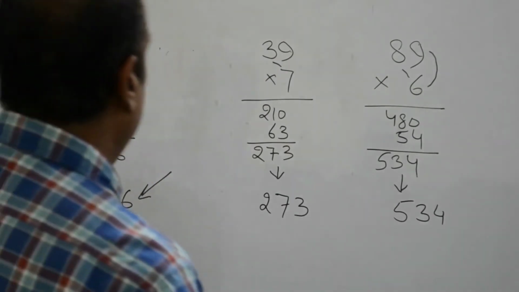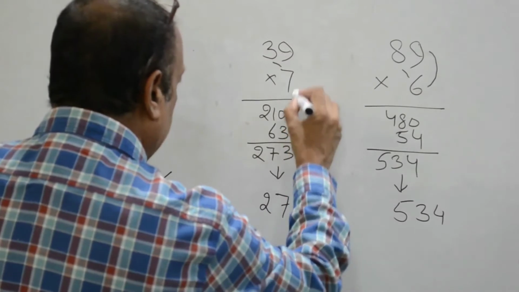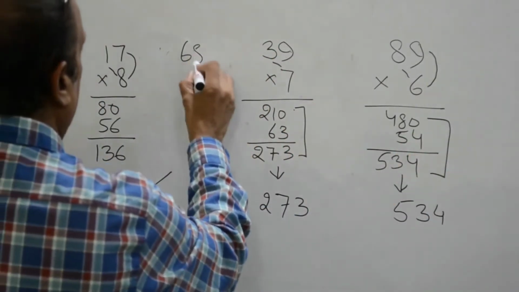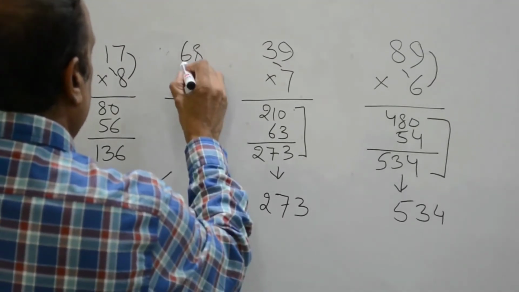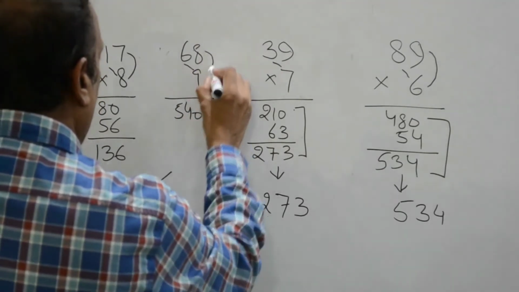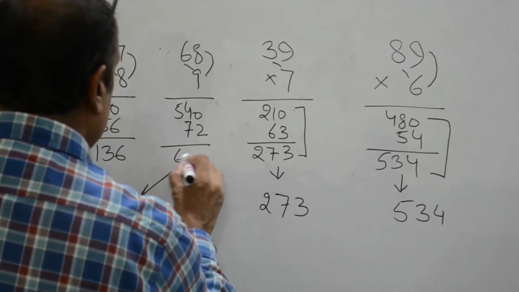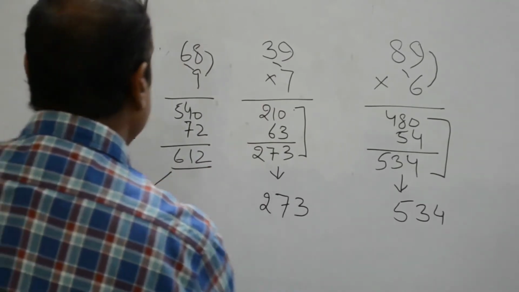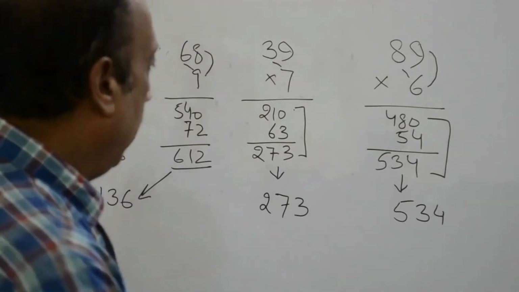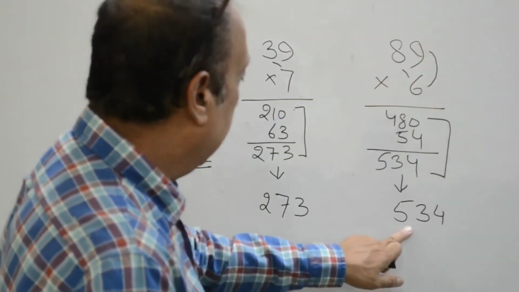In the initial stages, we can work the multiplication like this. For example, 68 multiplied by 9 is 60 into 9, 540. 8 into 9, it is 72. So the answer is 612. But after doing certain practice, we can directly calculate 480 plus 54 is 534.